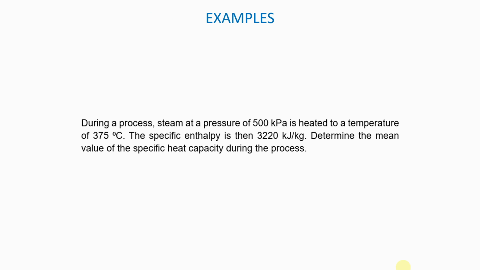During a process, steam at a pressure of 500 kilopascals is heated to a temperature of 375 degrees. The specific enthalpy is then 3,220 kilojoules per kg. Determine the mean value of the specific heat capacity during the process. So that's the question. You're welcome to pause the video here and read it again.